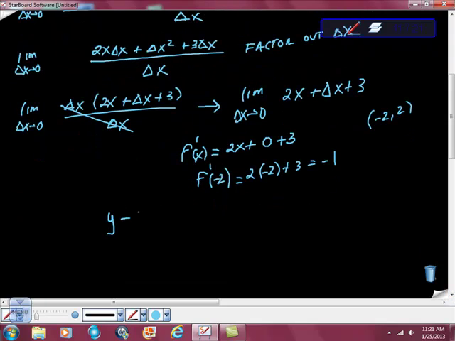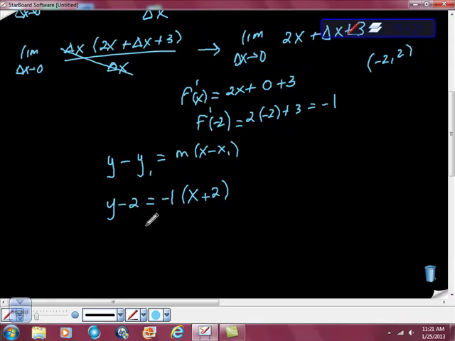I'm going to go ahead and use point slope form now. Point slope form says y minus y sub 1 is equal to the slope times x minus x sub 1. I'm going to fill in the blanks here and get y minus 2 is equal to negative 1, the slope, times x minus negative 2, which is plus 2, isn't it? I'm going to keep simplifying this, and what I finally end up with is that y is equal to negative x, and that's the equation of the line tangent to our function at the point negative 2, 2.